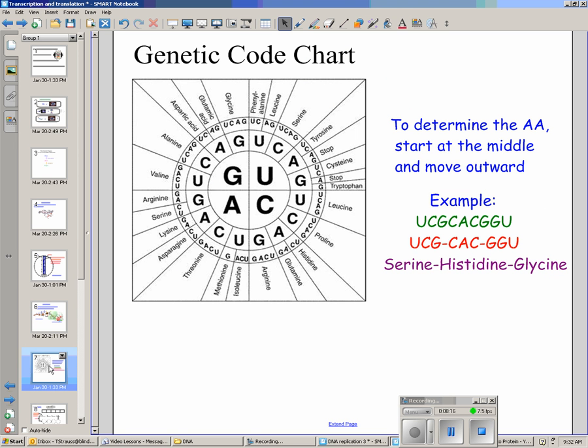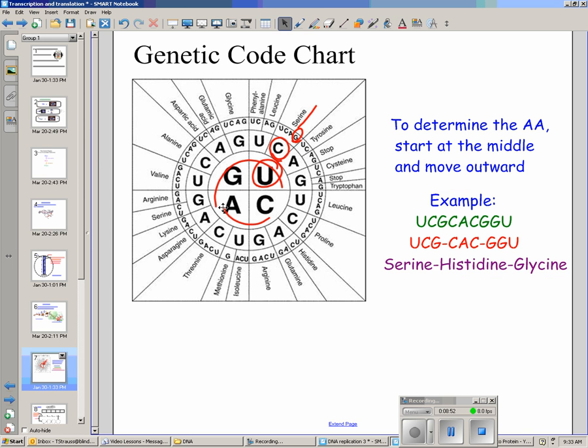Now, to figure out what each of these codons codes for, we have this little genetic code chart. It looks kind of funny, but it's pretty easy to read if you start from the center. To determine the amino acid, you're going to start at the middle, with these 4 letters, and then work your way outwards. So, for example, if we're looking at UCG, CAC, GGU, we break it up into the codon pairs. We would see that UCG, if we start with U, C, and then go to G, we get serine.